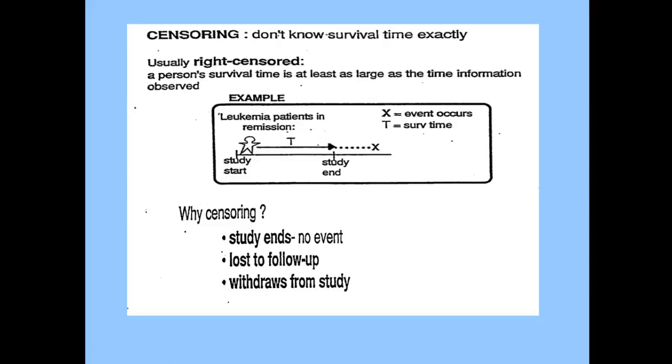Okay? And that could happen if they survive the whole study, or it could happen if the study ends in no event. That's what I just said. It could happen if they're lost to follow-up before the study ends, okay? If they're lost to follow-up before the study ends, then their true survival time is longer than what you've observed. If they withdrew from the study before the study ends, their survival time is longer than what you observed. So that's right censoring, okay? And that's what typically happens, but it's not the only kind of censoring.